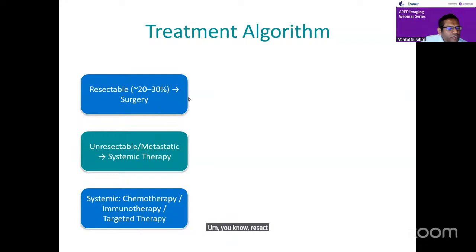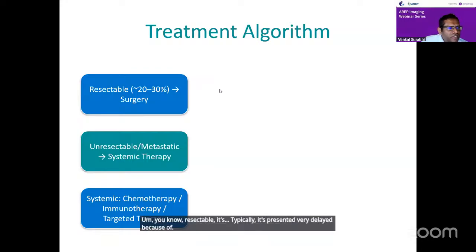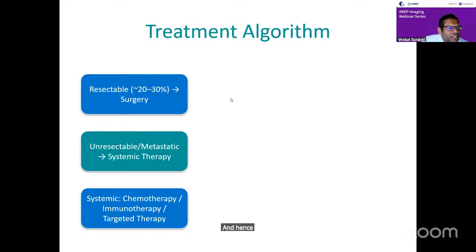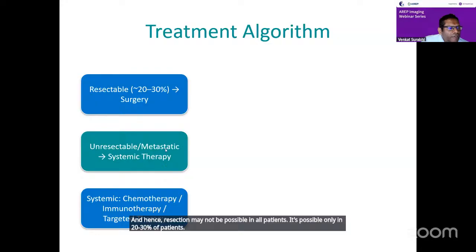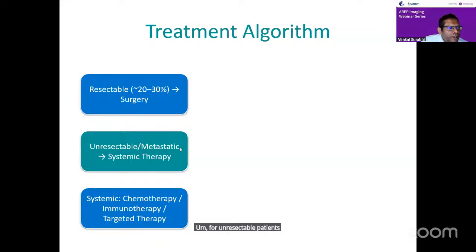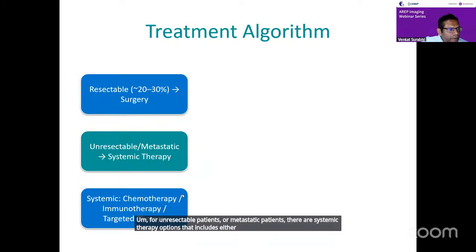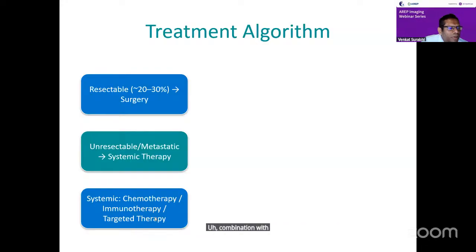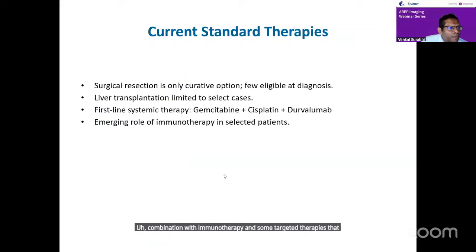Resectable disease typically presents very late because of its asymptomatic nature, unless the tumor is causing obstruction of the bile duct. If it's the mass-forming type, particularly, they present late, and hence resection may not be possible in all patients. It's possible only in 20 to 30% of patients. For unresectable or metastatic patients, there are systemic therapy options that include chemotherapy, combination with immunotherapy, and some targeted therapies that are available.